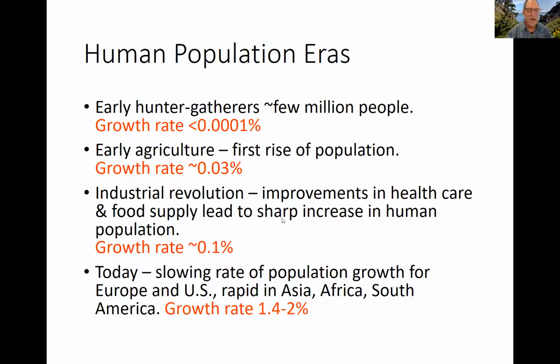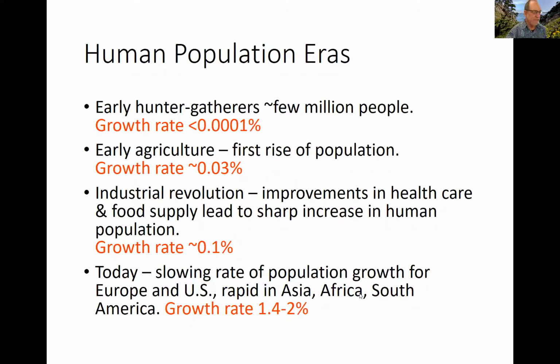Well, a lot of this starts to change with the mastery of technology and improvements of health care and food supply. And so with the Industrial Revolution, there's a sharp increase in the growth rate to approximately 1/10 of 1%. With the Industrial Revolution come better methods of producing goods and services, more efficient agriculture driven by mechanization, the ability to alter regions to make them more profitable for agriculture by irrigation or clearing land for raising cattle and so forth. So the Industrial Revolution marks a transition in the history of human population growth.